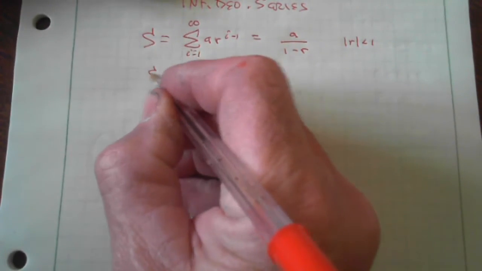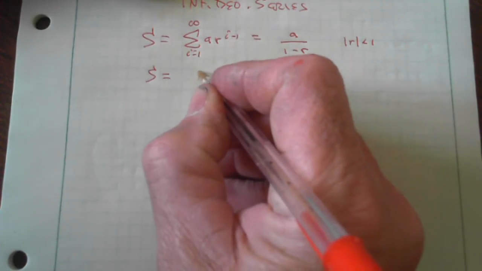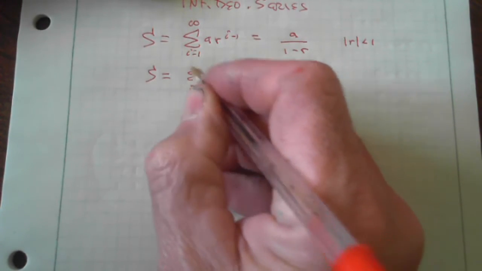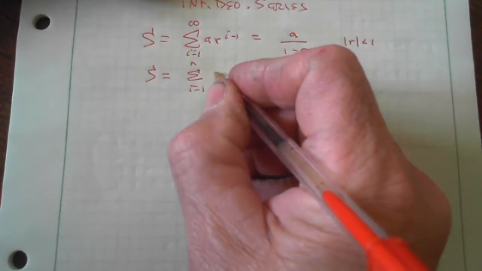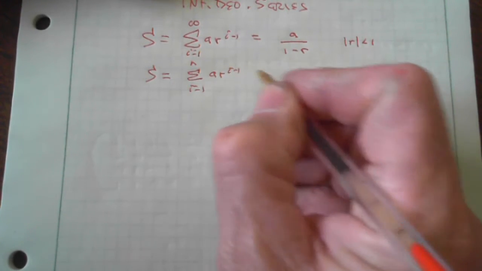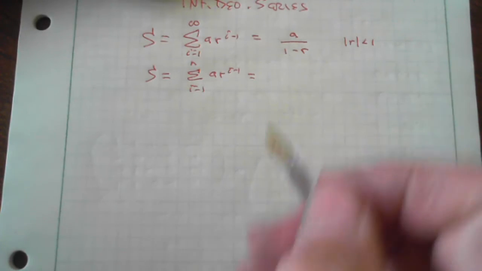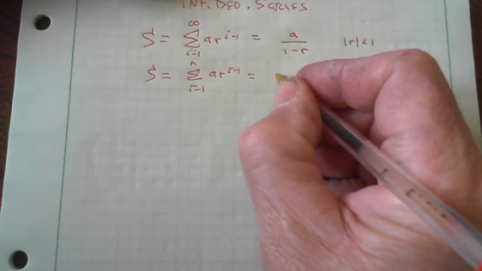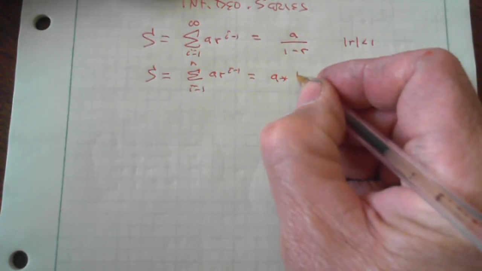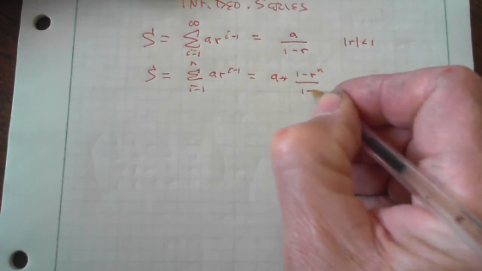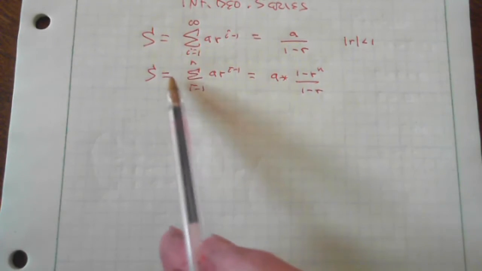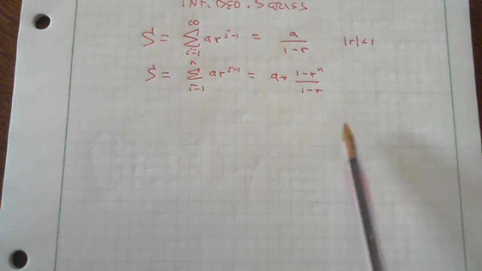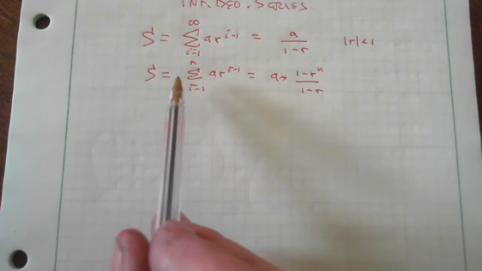But before I prove that, we're going to look at the finite one, which is S equals the sum from i equals 1 to n, some finite natural number, of a r to the i minus 1. And regardless of what r equals, it's going to end up being a times 1 minus r to the n over 1 minus r. Now, if it's finite, it's going to give you this guy, and if it's infinite, it's going to give you this guy. So let's deal with this guy first.